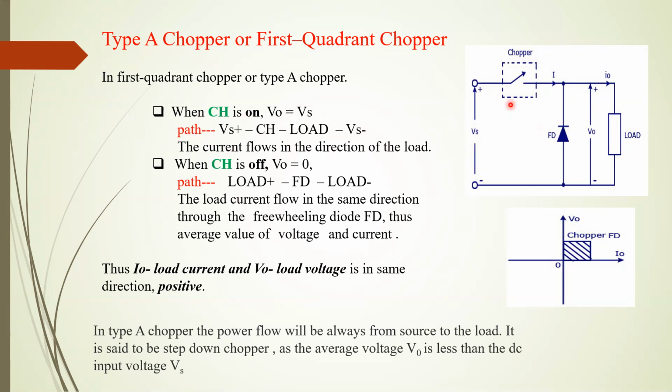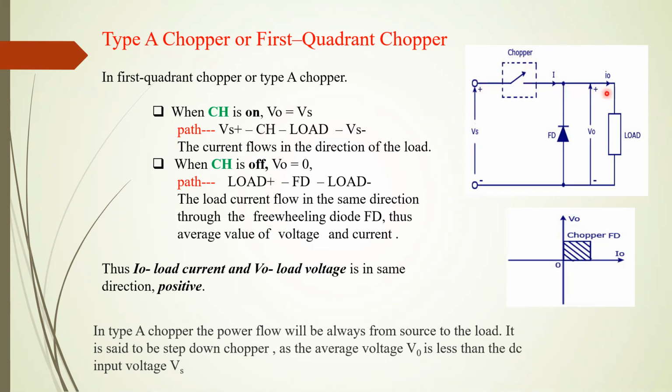The current flows in the direction of the load. What is the direction of the current? That is through this direction. As the current flows in this direction, the voltage terminals are positive and negative, and these are the terminal voltages, the same as the source voltage. So V0 is equal to Vs. Now the second mode, when the chopper is off.